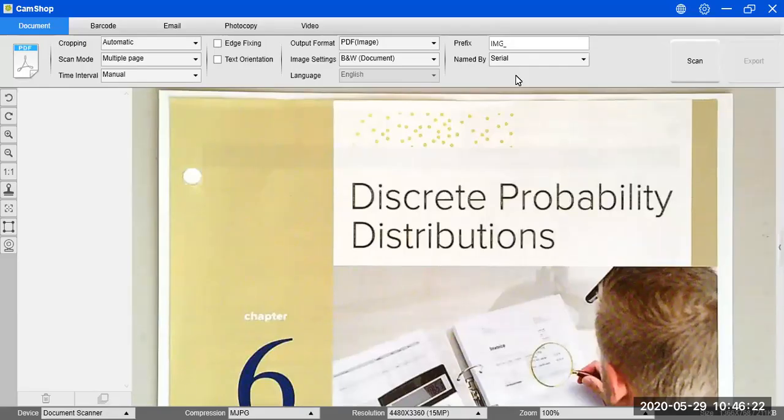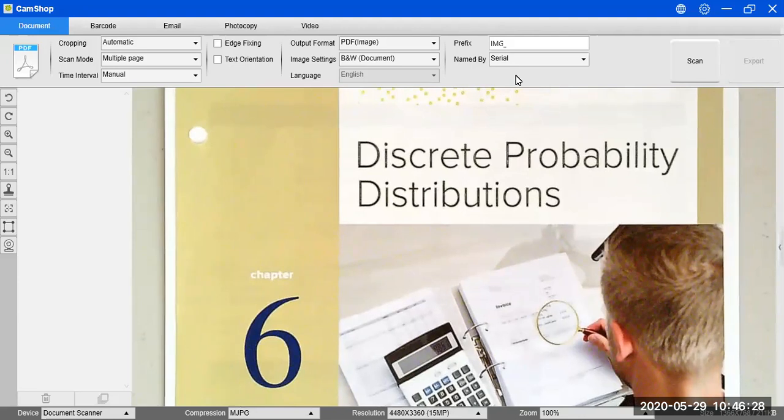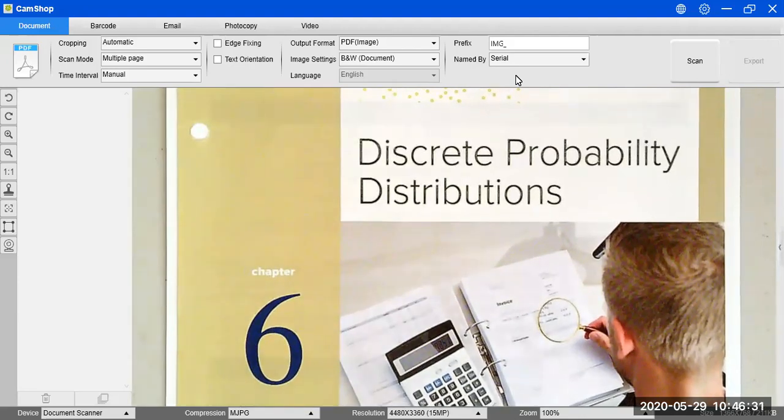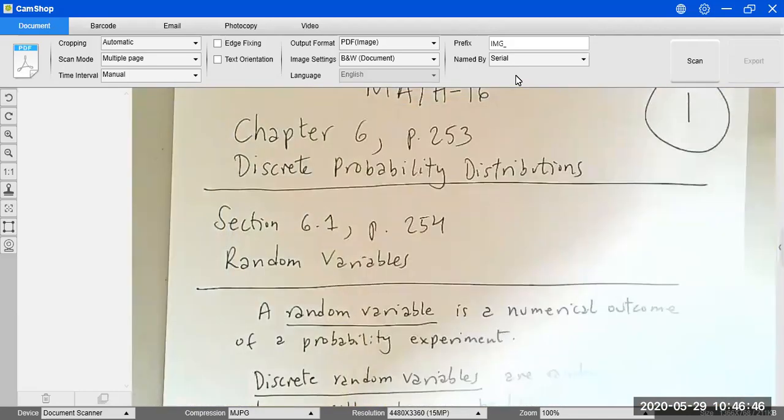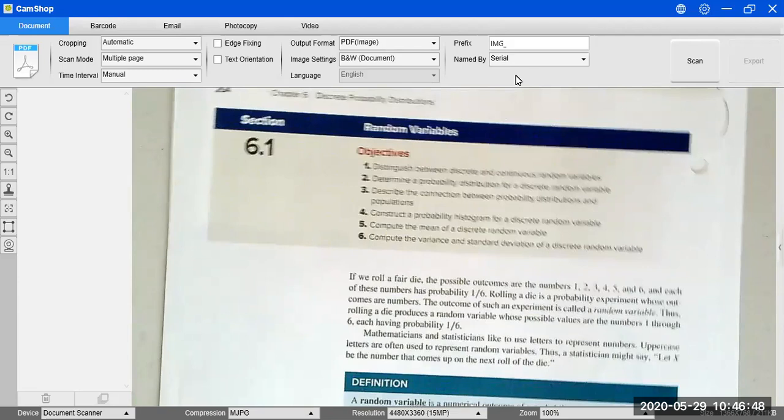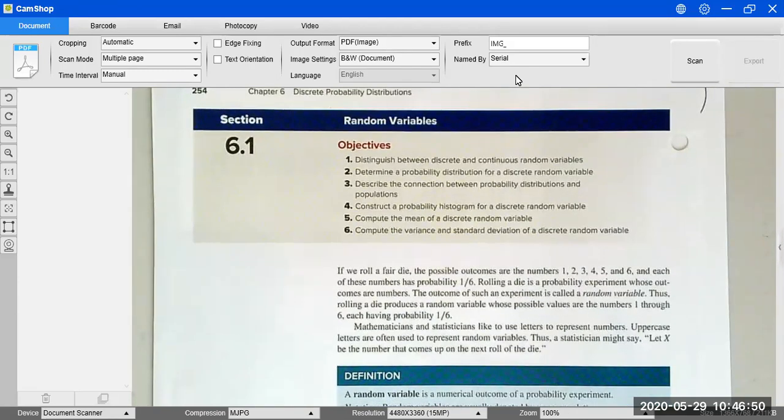So we're going to start today studying discrete probability distribution. This is on chapter 6 in your book, on page 253. We learned in previous chapters that there are two kinds of data: discrete data and continuous data. We also learned in a previous chapter about probability and probability experiments. So today we're going to start section 6.1, talking a little bit about random variables.